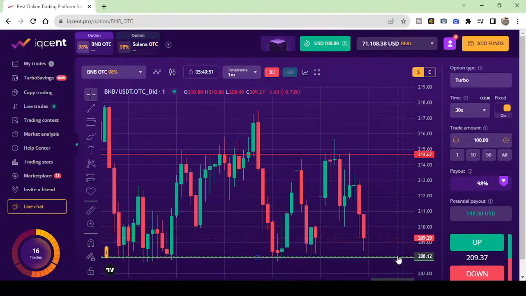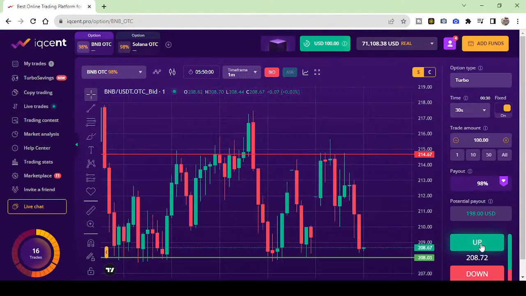So our entry will be on the green line, if we just can get down there. Let's see. Almost. Almost is not good enough.